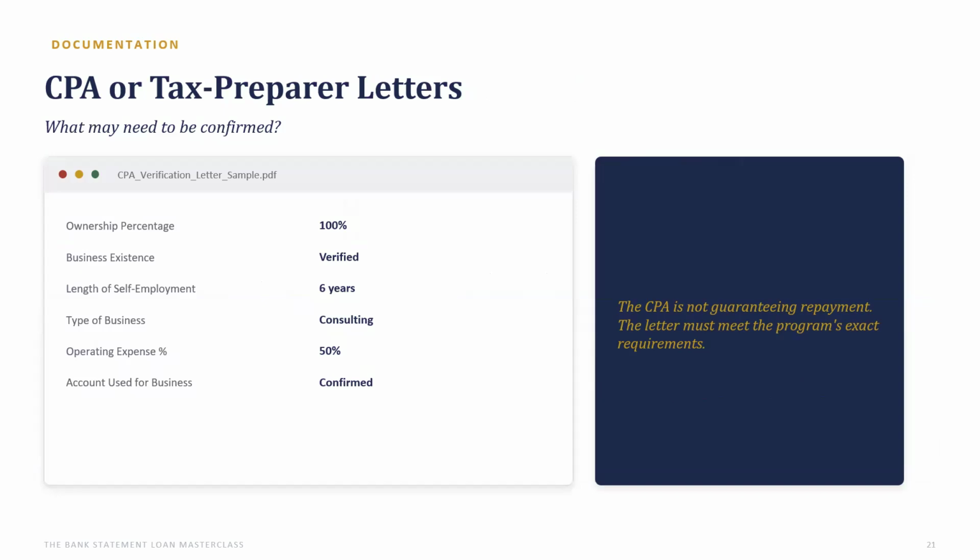CPA or tax preparer letters: we need to confirm ownership percentage, business existence, how long or the tenure of self-employment, type of business, the operating expense. Confirm a CPA is not guaranteeing repayment. The letter must meet the program's exact requirements.